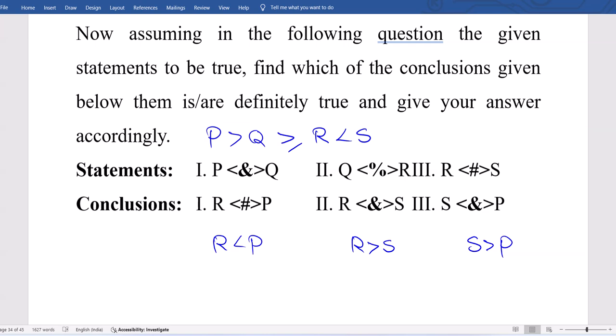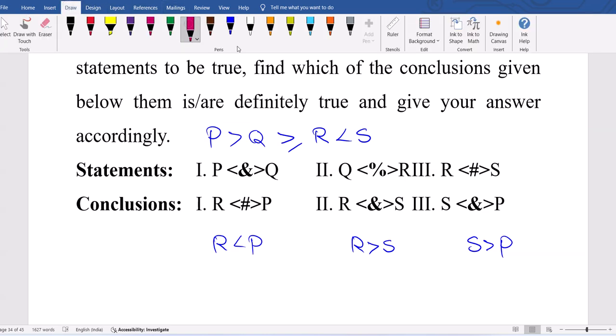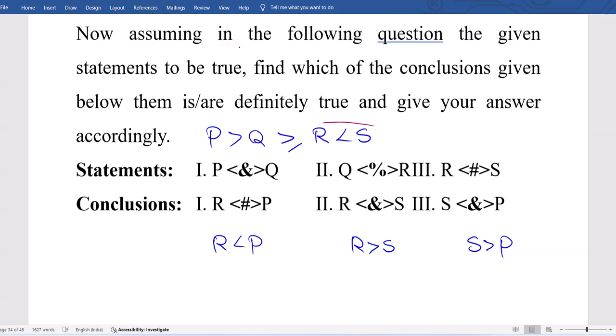First of all, the second one is directly wrong. Why? In the question, R less than S. Here, R greater than S, wrong. Now, the first conclusion is between which terms? R and P. From P to R, is there any common symbol? What is the common symbol? P greater than, reverse is, so the first one is definitely true.